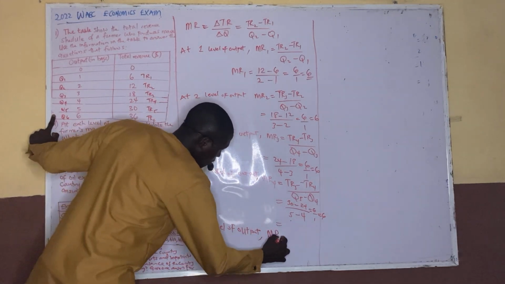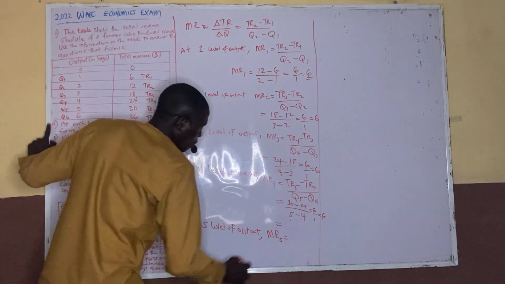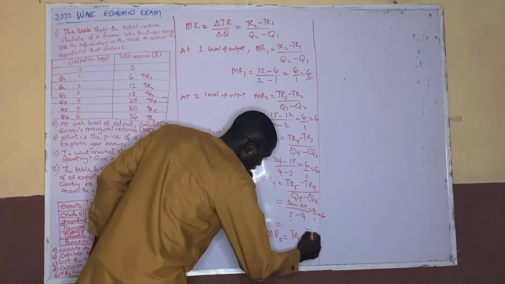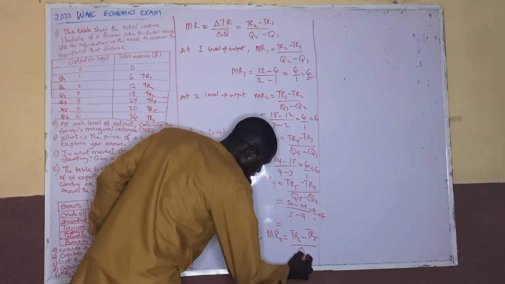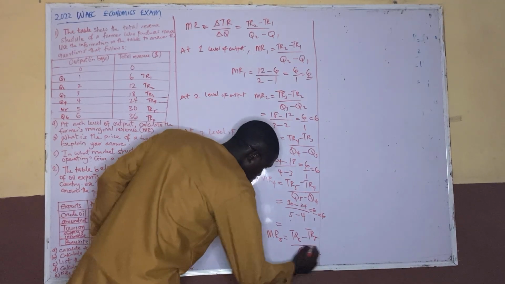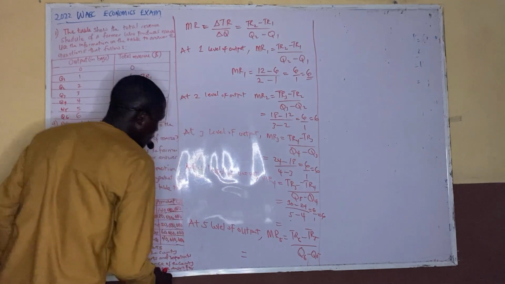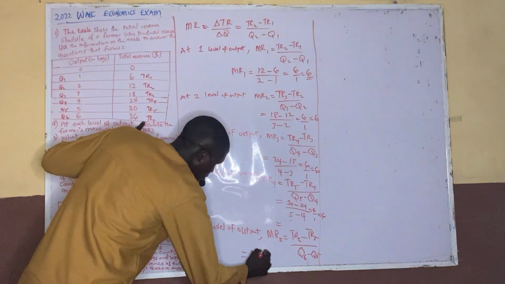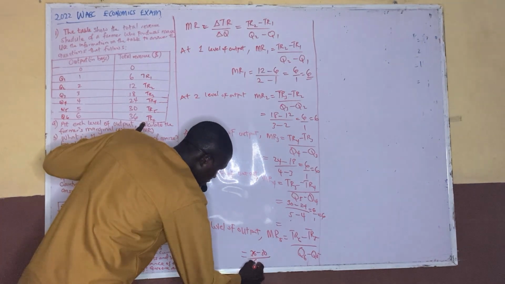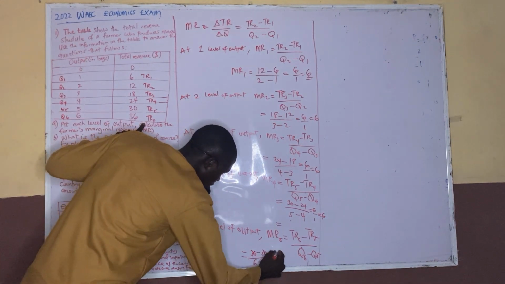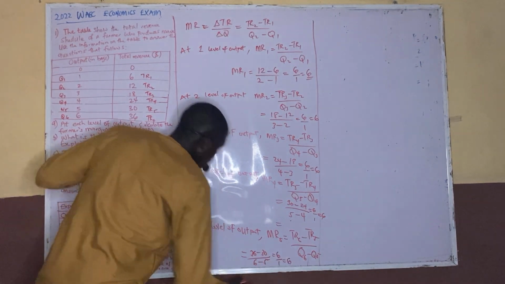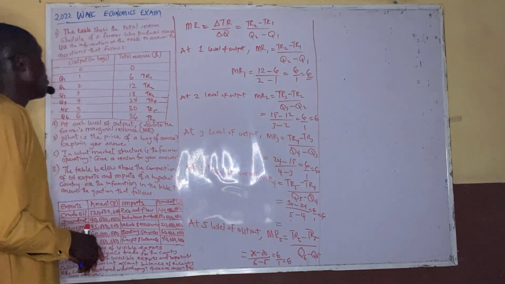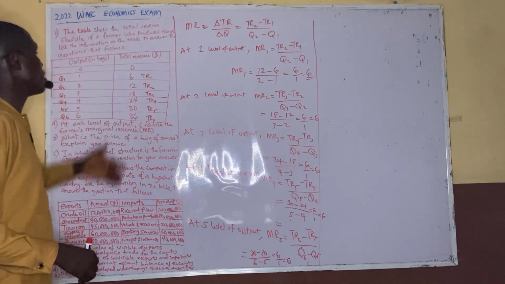At the fifth level of output, we have MR5 equal to TR6 minus TR5 all over Q6 minus Q5. So we have 36 minus 30 all over 6 minus 5, which is 6 over 1, which is also 6. Now, here we have the same marginal revenue throughout the table.